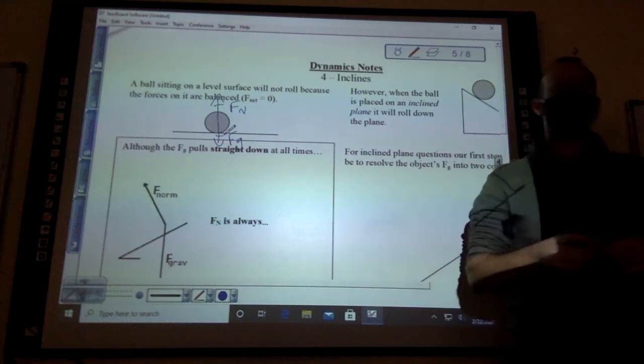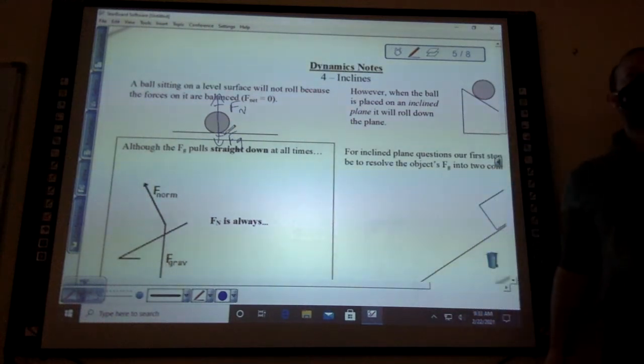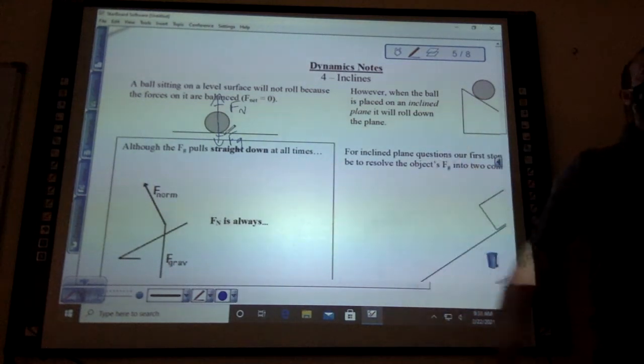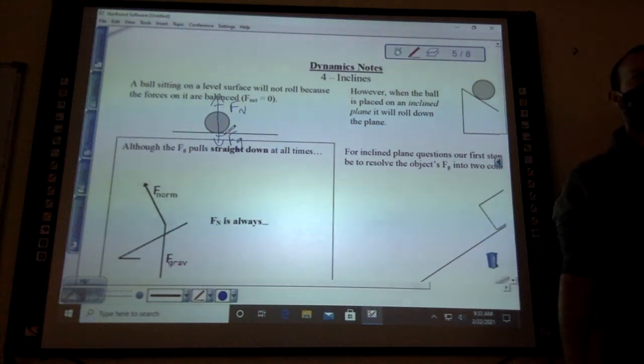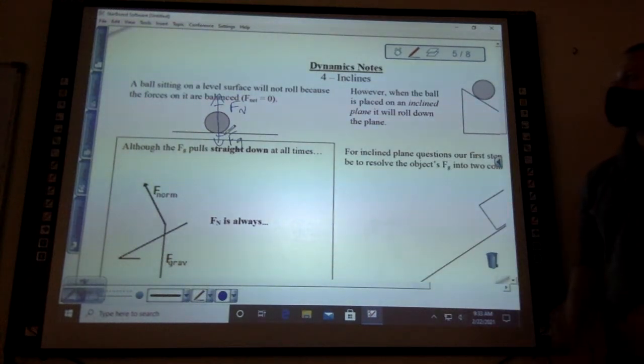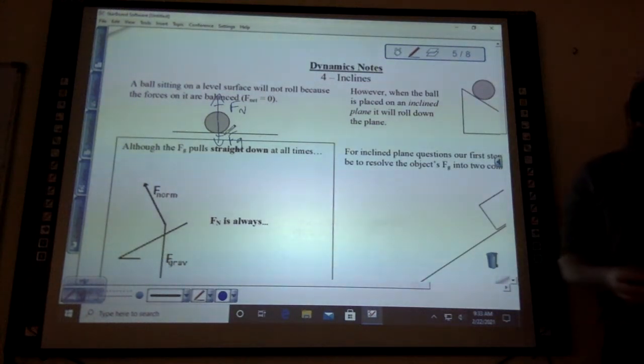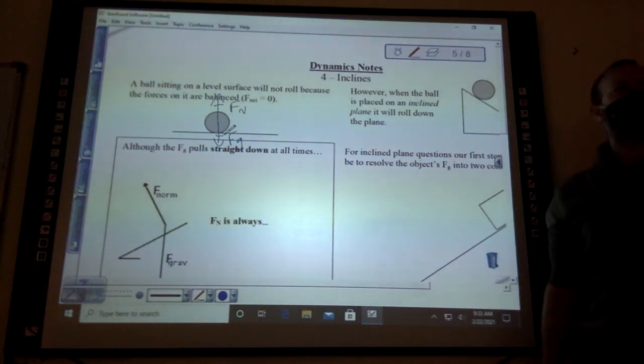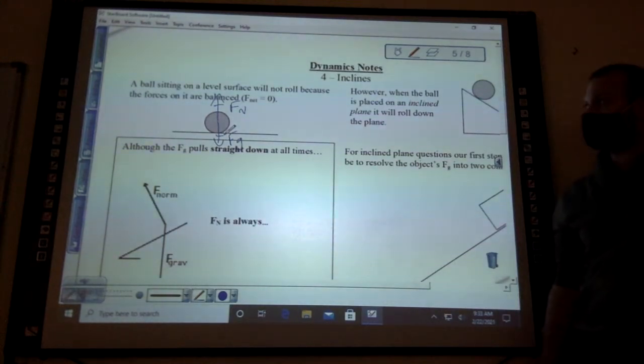So these are the 2 forces acting. Because they are balanced, we have no net force. So that means that our acceleration is 0. It tends to stay at rest because we have no unbalanced force, so it stays at rest.